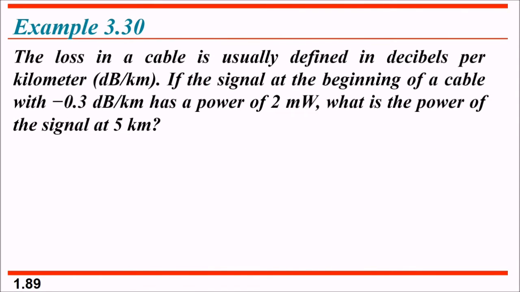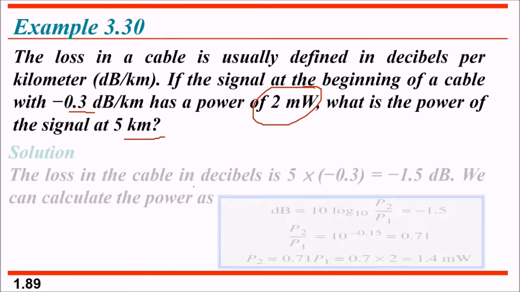We'll take one more example. The loss in a cable is usually defined in decibels per kilometer, dB by kilometer. If the loss is 0.3 dB per kilometer and the signal at the beginning of the cable has a power of 2 milliwatt, what is the power of the signal at 5 kilometer? Can you try to solve this question with the explanation we did just now? Let me tell you.